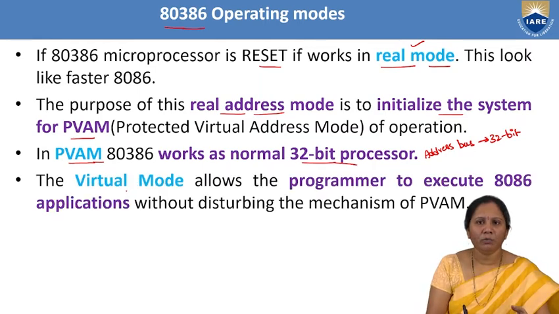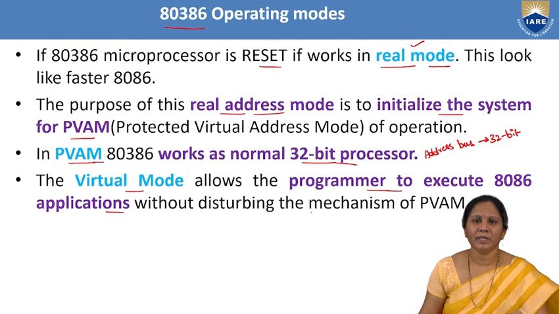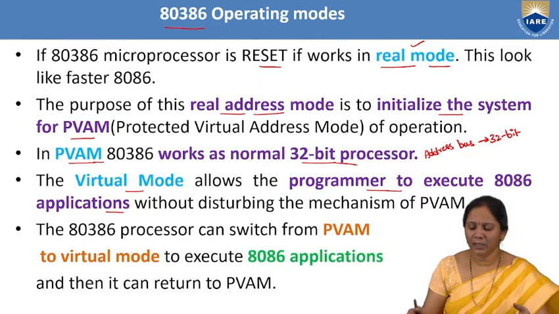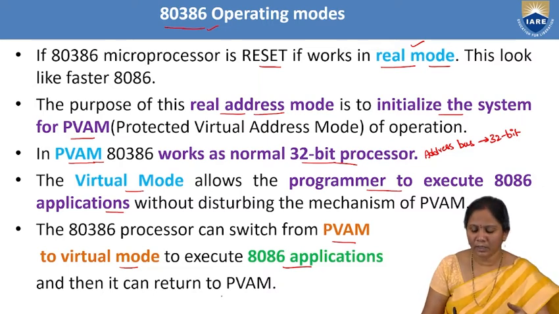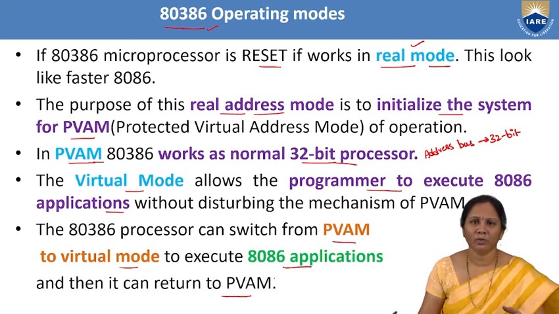Now, the third operating mode is virtual mode. When this 80386 is operating in the virtual mode, it allows the programmer to execute 8086 applications without disturbing the mechanism of protected virtual address mode. So when it is operating in the virtual mode, this 80386 microprocessor is going to execute all the applications of 8086 microprocessor. After executing all the instructions, again it will return to protected virtual address mode only. So these are the 3 operating modes of 80386 microprocessor.